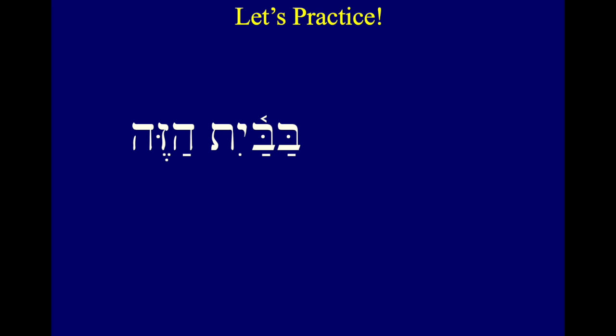Okay, babayit hazeh. Now, bayit should sound a little familiar. That's a word that means house. Ba, remember that's our preposition that we can add to the front of that. It means in. Babayit means in the house. And then hazeh, the this one. In the house, the this. That's an attributive adjective because it's coming after and it's agreeing. Now, you might say, I don't see the definite article here. I see it here, hazeh.